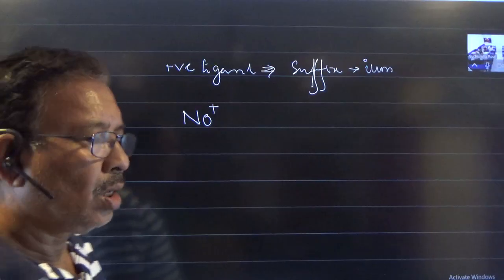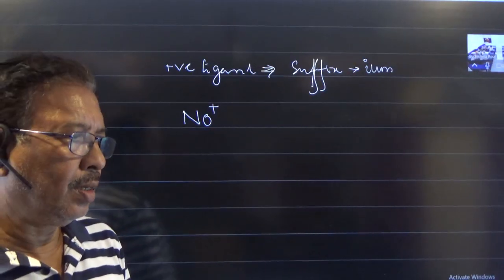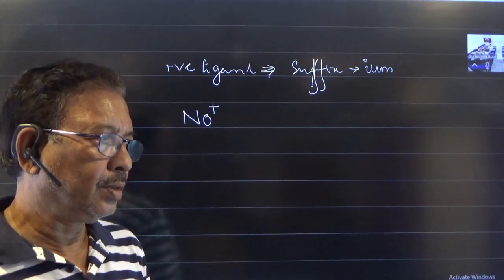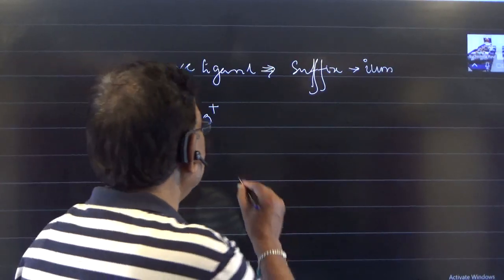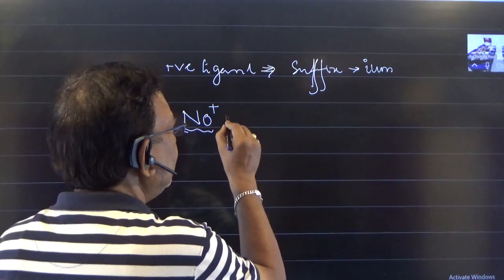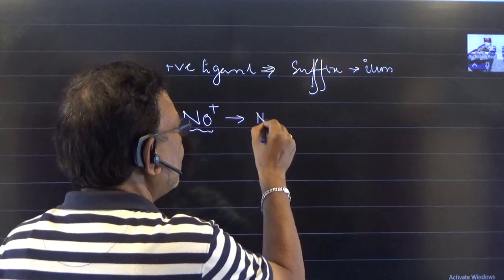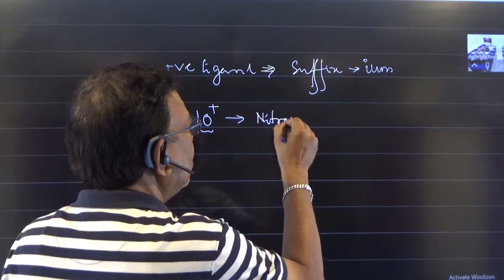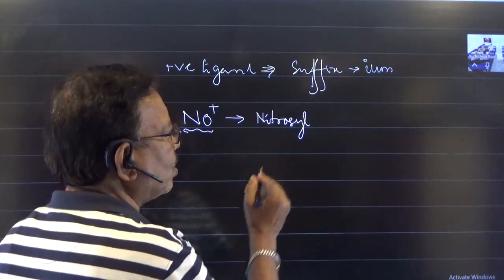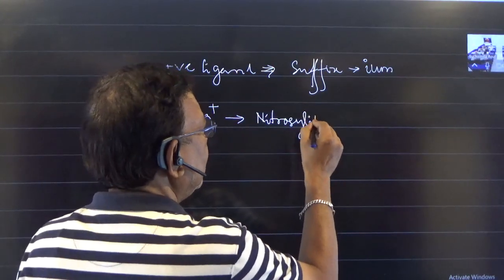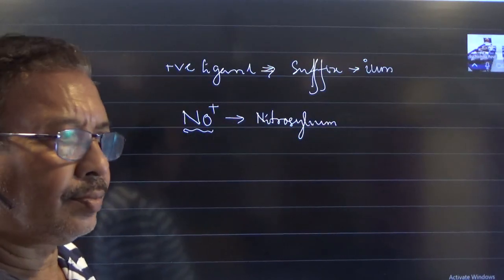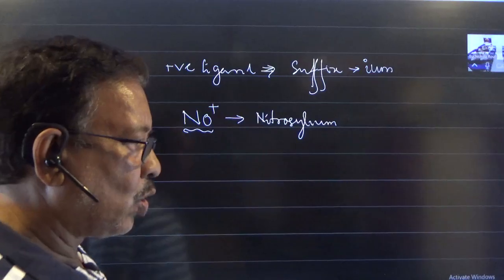Okay, NO plus. What will be the name? Nitrosonium. This is a simple NO, its name is nitrosyl. Only NO's name is nitrosyl. With the plus, it becomes nitrosylium.